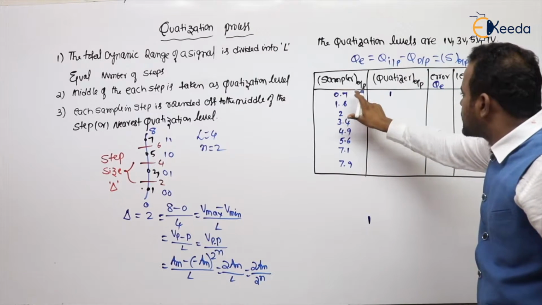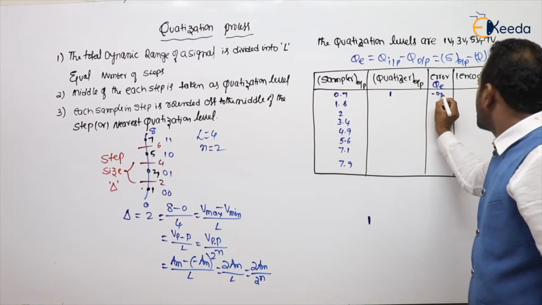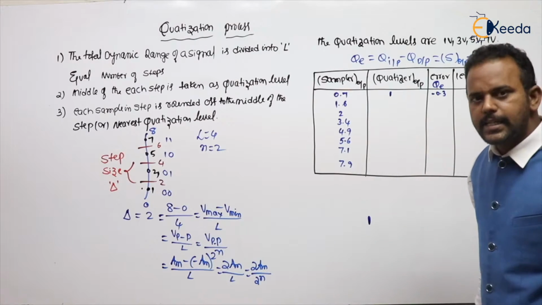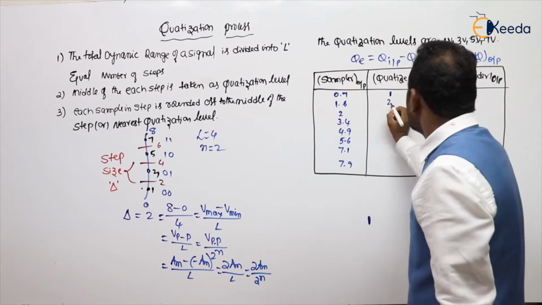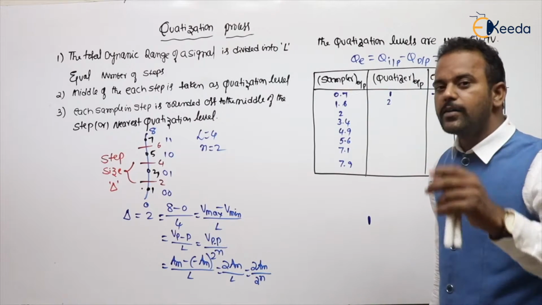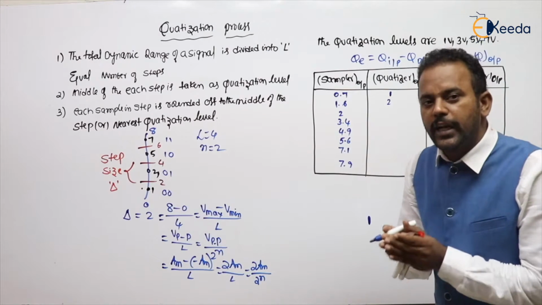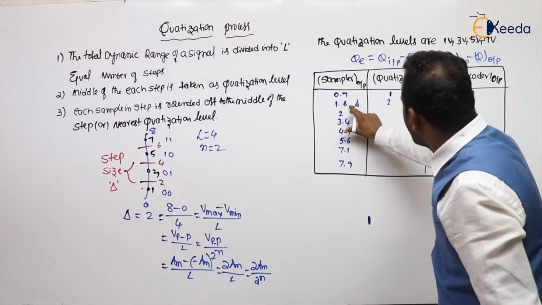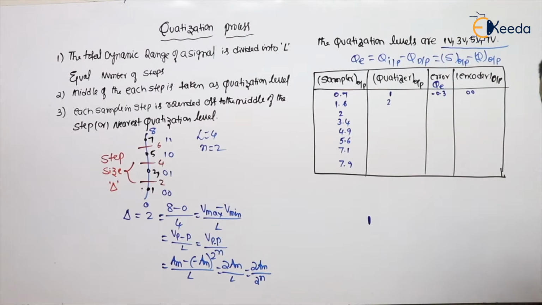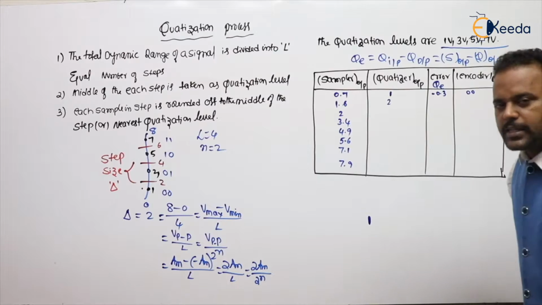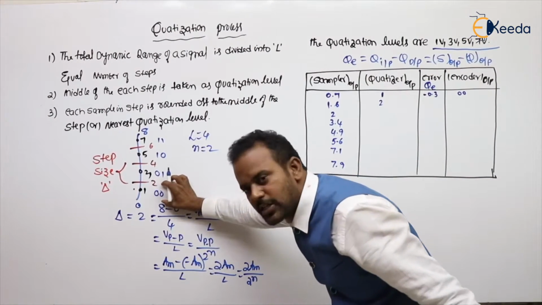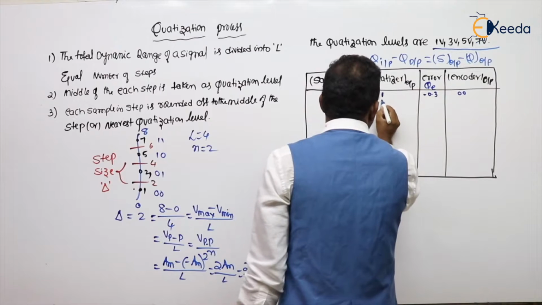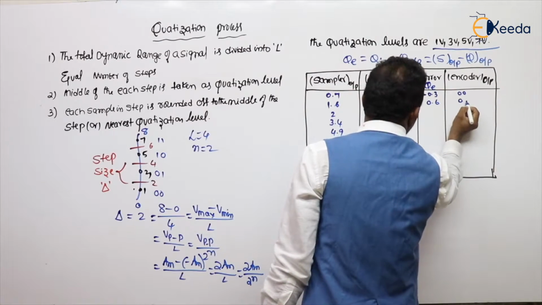What is the error? This minus this, so minus 0.3. 1 means encoder output is 00. Next, 1.6. Is 1.6 rounded to 2? Then error minus 0.4 is wrong, students. We are not rounding off to the nearest integers. We are rounding off to the nearest quantization levels. 1.6 is nearer to which quantization level, or 1.6 is in which step? 1.6 is in the first step only. The samples in the first step are rounded off to the middle. That itself is 1. Error is plus 0.6. Encoder output 00.